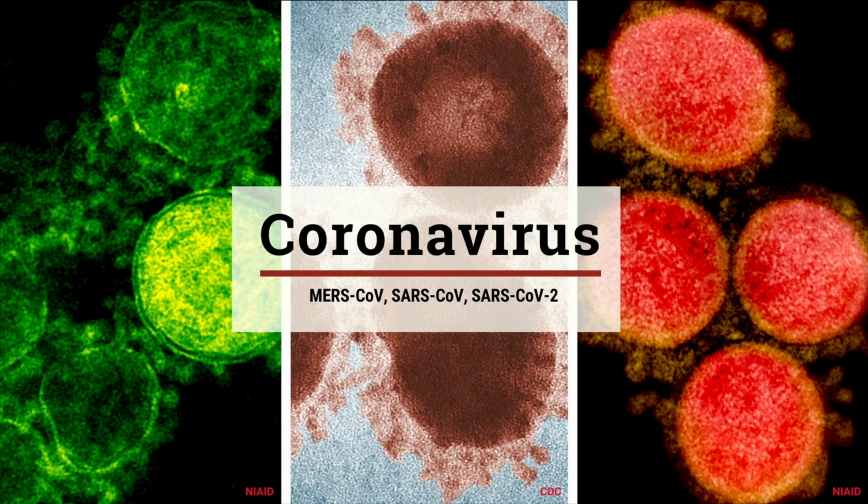I've actually put imaging from the NIAID and CDC up here. On the far left, these 3 are the Middle East respiratory coronavirus, and then in the middle, it is the SARS coronavirus, and on the far right, that is the current pathogenic agent of the COVID-19 pandemic.